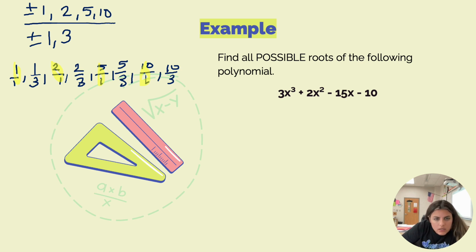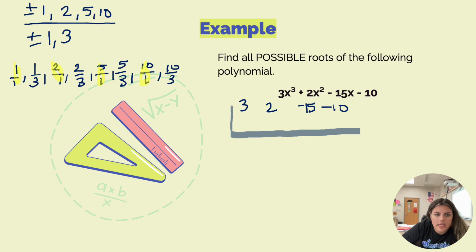So here, we would do synthetic division. Oh, I grabbed the wrong thing there. You take all of your coefficients from your polynomial, put them in the top. Okay. And then you're going to test out one of your possible roots. So I'm just going to take 1, for example, here. So I'm going to put 1 there.